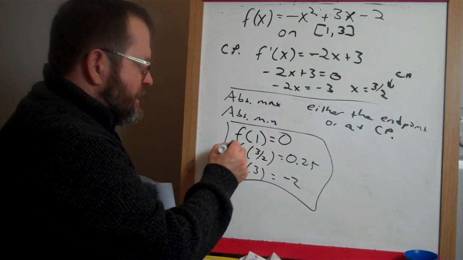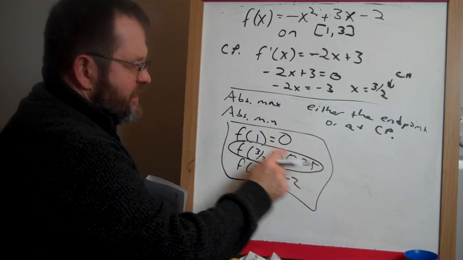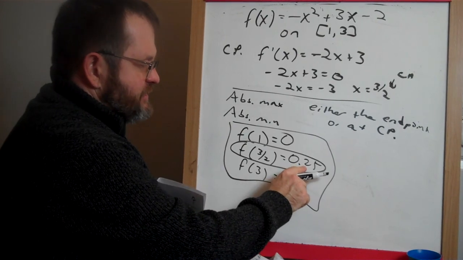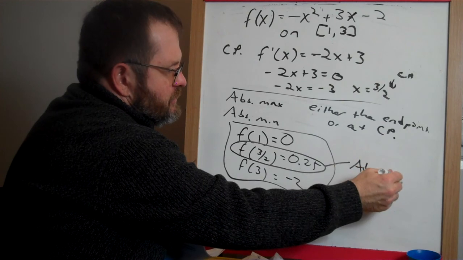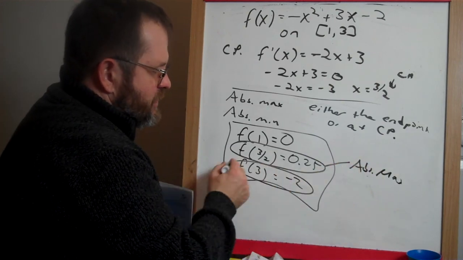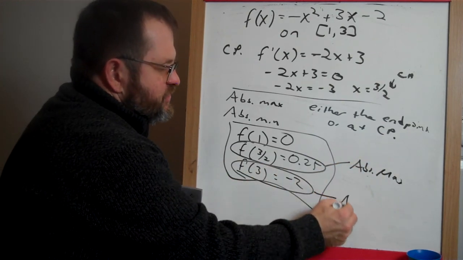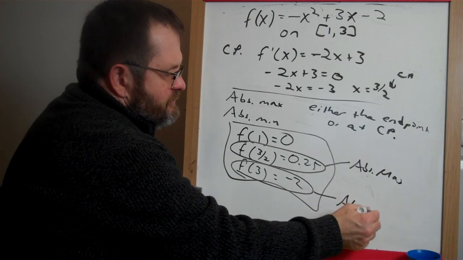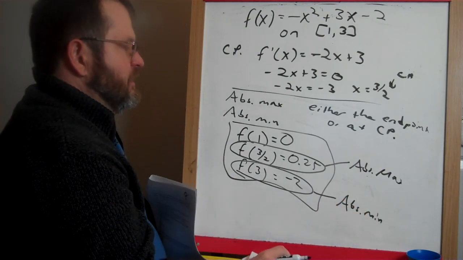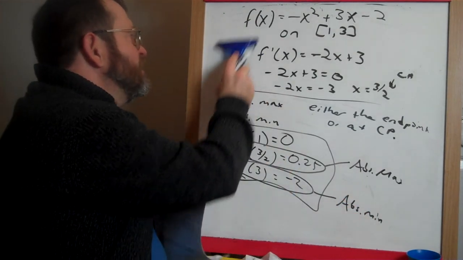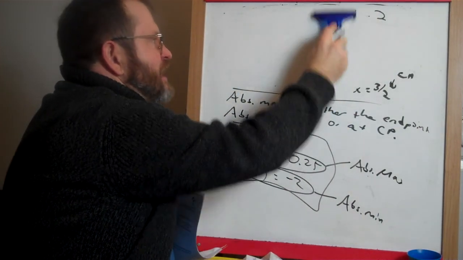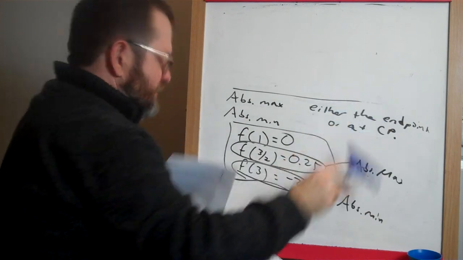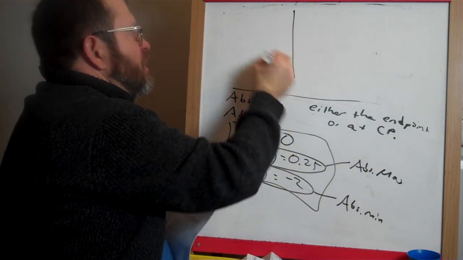Well, clearly, this one is biggest. It has the biggest value of f of x. So this one is the absolute maximum. And this one is clearly the smallest, so it is the absolute minimum. Which is pretty cool. We didn't even need a graph to find the biggest value and the smallest value of that function on some interval, although the graph has its charm.